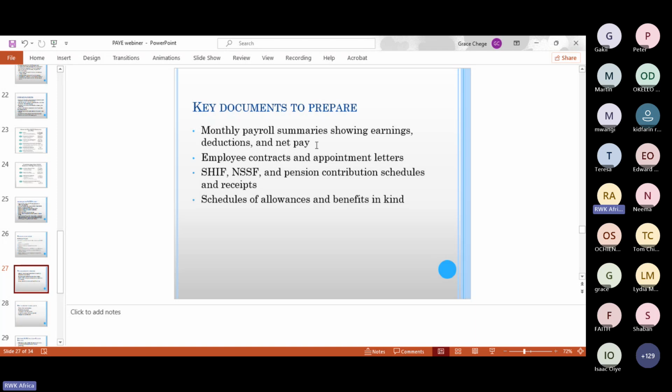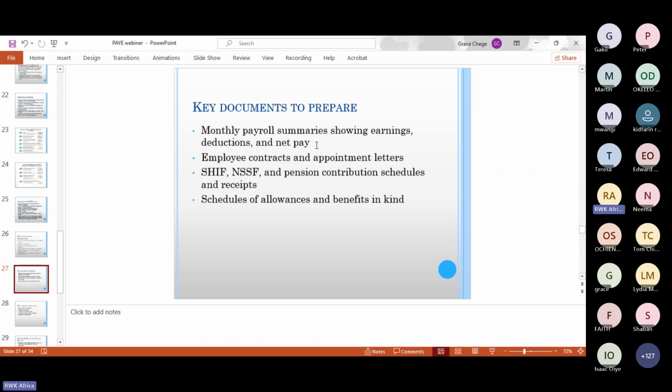So these are the key and important documents that you need to maintain, you as an employer. Number one, you need to have your monthly payroll summaries. Maintain a summary of how you've been paying your employees and the deductions. Also, employee contracts and appointment letters. This is very important in case KRA queries the salary paid to your employees.